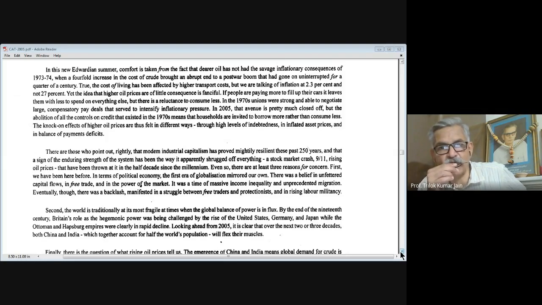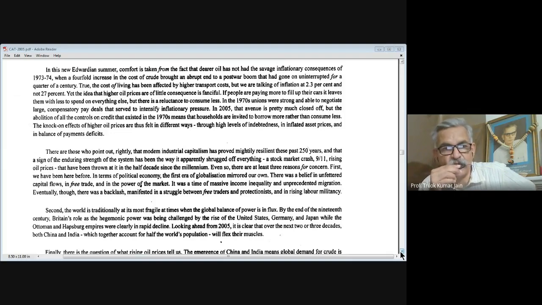If people are paying more to fill up their cars, it leaves them with less to spend on everything else. But there is a reluctance to consume less. In the 1970s, unions were strong and able to negotiate large compensatory pay deals that served to intensify inflationary pressure. In 2005, that avenue is pretty much closed off, but the abolition of all the controls on credit that existed in the 1970s means that households are invited to borrow more rather than consume less. The knock-on effects of higher oil prices are thus felt in different ways: through high levels of indebtedness, in inflated asset prices, and in balance of payments deficits.